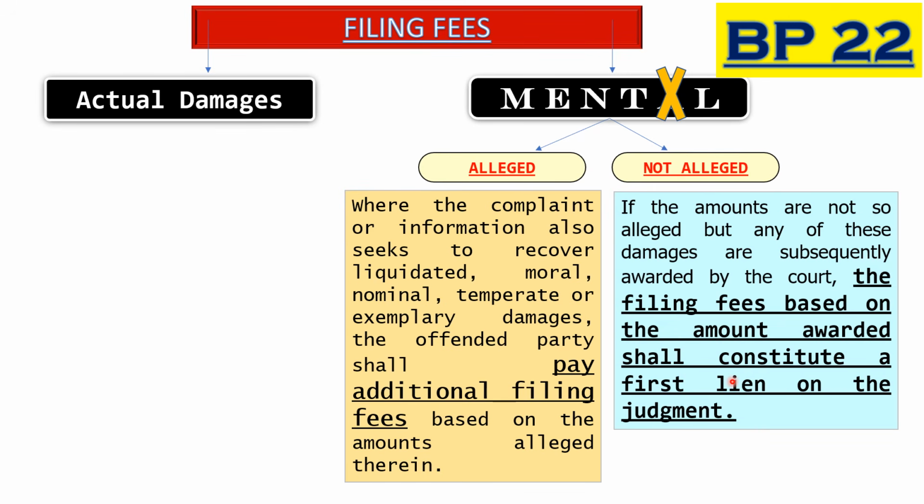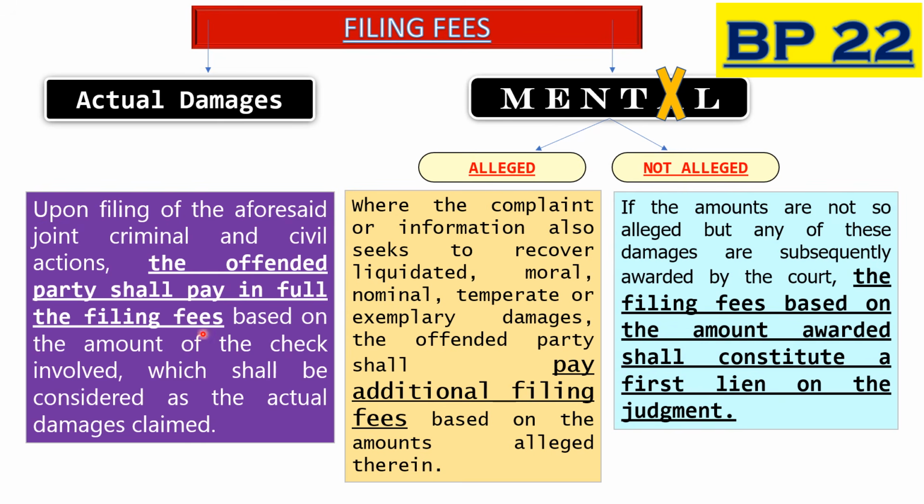So saan lang nagkakaiba pagdating sa filing fees when it comes to BP 22? Nagkakaiba lang sa actual damages. Kasi kung sa regular criminal cases, walang bayad ang wala kang babayaran na filing fees for actual damages. Here in BP 22, you are going to pay in full the filing fees based on the amount of the check involved, which shall be considered as the actual damages claimed.